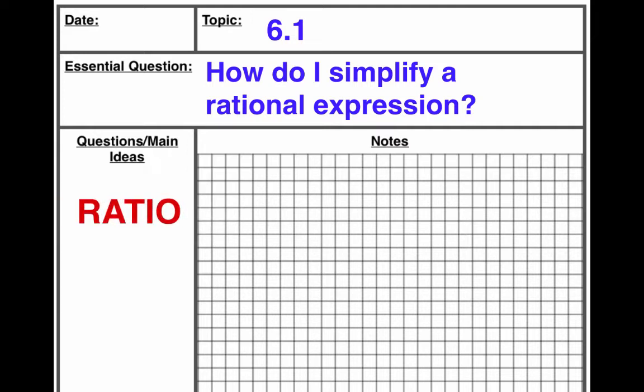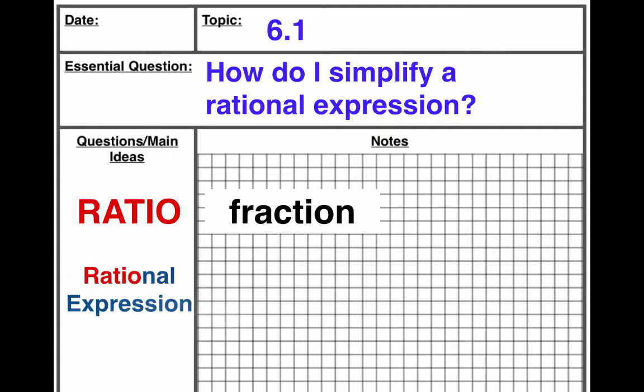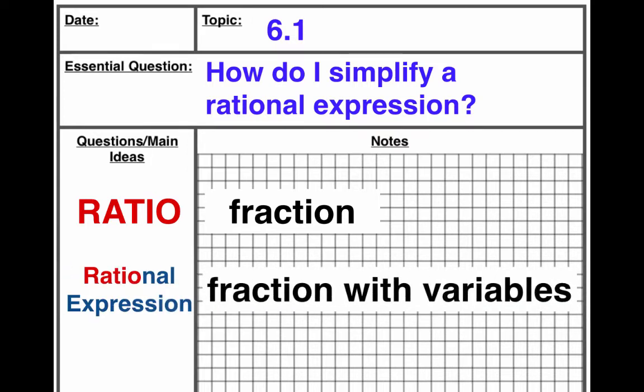Well, first off, rational has the word ratio in it, and to us, a ratio means a fraction. So we are talking about fractional problems. But not just normal fractions with numbers, we're talking algebraic fractions that have x's and y's and variables. So a rational expression is just a fraction with variables. It's just kind of a fancy way of saying a fraction with variables. So we're going to try some problems where we're going to simplify those fractions today.